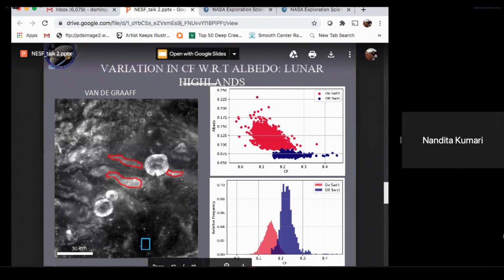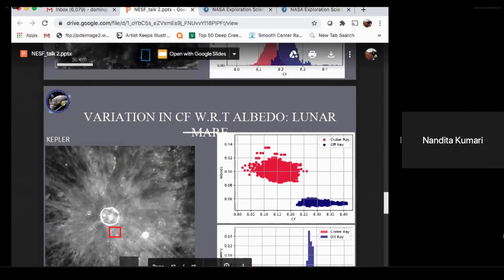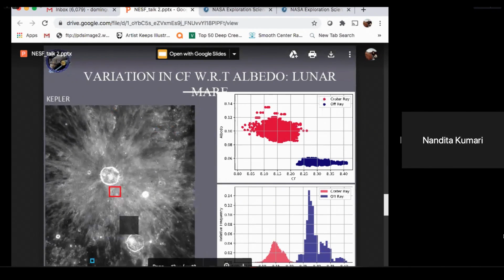This is a Highland soil, Van de Graaff crater. Here also we see a similar phenomenon of a redshift in CF with the decrease in albedo, as is evident from the scatter plot and the histogram. Can we go to the next slide, please? This is a Mare crater, Kepler. The similar study reveals similar results, that the CF shifts to longer wavelengths, essentially having the same bulk silicate composition, but still it shifts to longer wavelengths for highly space weathered regions. The next slide, please.